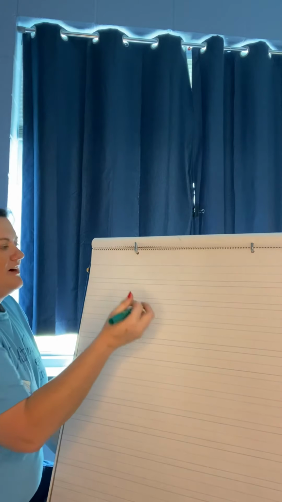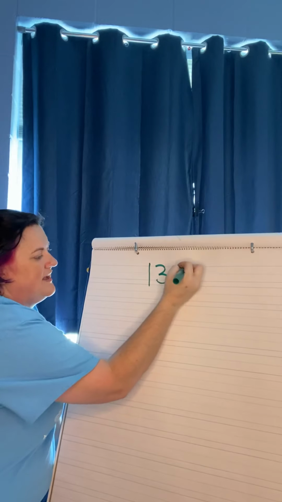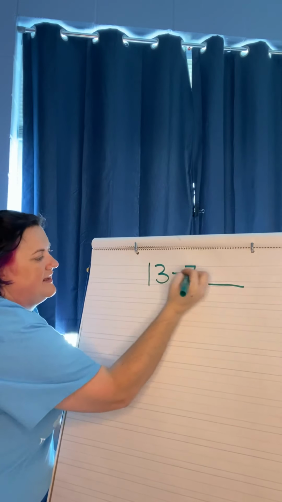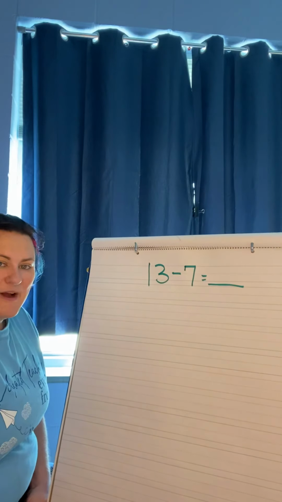So this time in your notebook, I want you to write 13 take away 7 equals blank. 13 take away 7 equals blank. Pause your notebook and do that now.